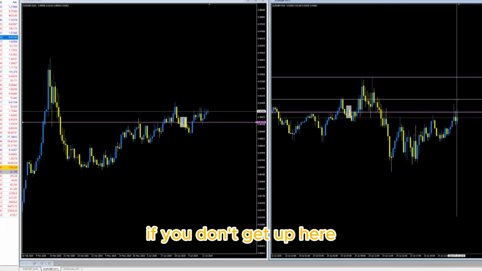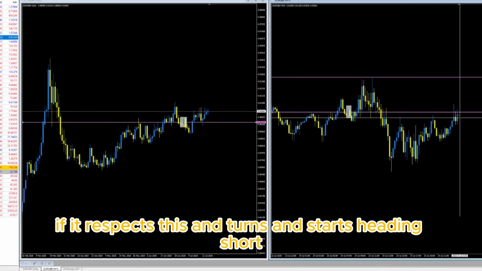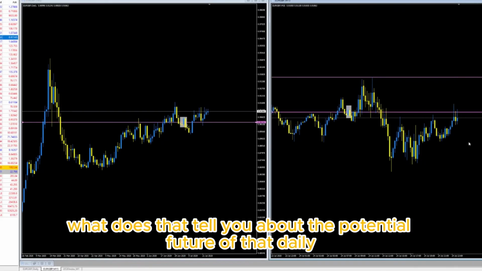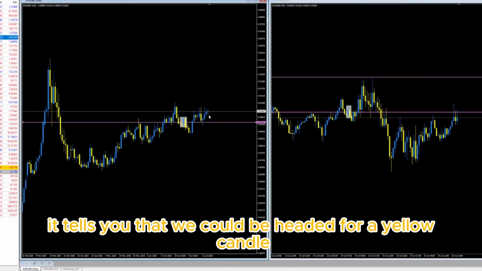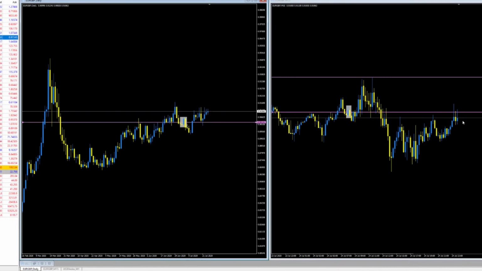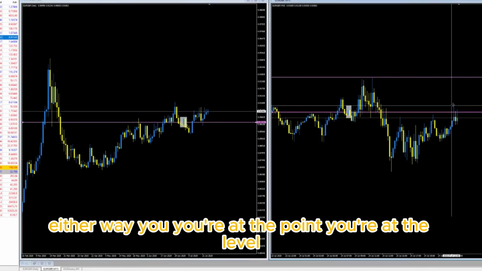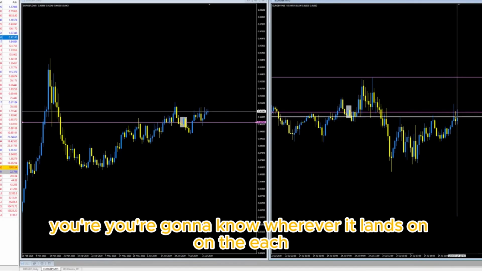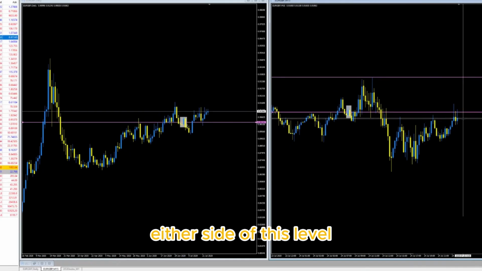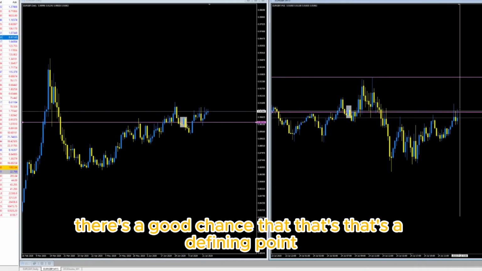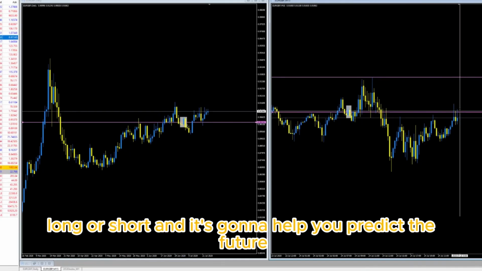Now, if you don't get up here, if it respects this and turns and starts heading short, what does that tell you about the potential future of that daily candle? It tells you that we could be headed for a yellow candle and that this is not quite ready yet. Either way, you're at the level. You're going to know wherever it lands on either side of this level. There's a good chance that that's a defining point, long or short. And it's going to help you predict the future of the daily.